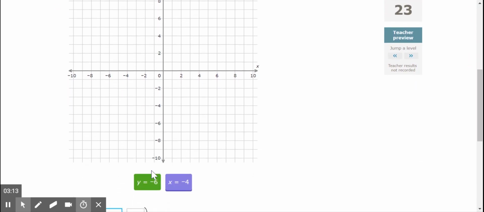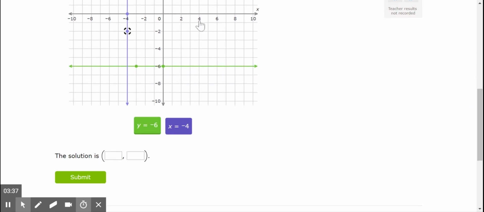All right. Now, y equals -6. We'll go to the y-axis to -6. There's no x in the equation, so we want to draw a line that runs parallel to the x-axis. Now, x equals -4. We'll go to the x-axis, go to -4. There's no y in the equation, so we want to run parallel to the y-axis. And there's our coordinate. -4, -6 is going to be the point of intersection.